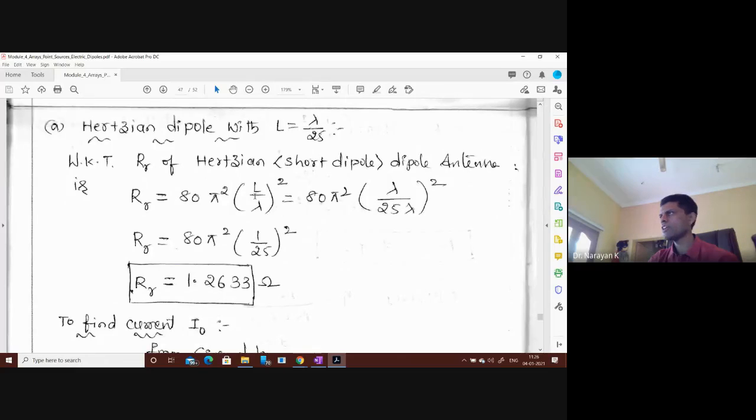So again use this formula 80 pi square L by lambda whole square, where L is nothing but lambda by 25. So substitute here L by lambda as 1 by 25. So lambda will get cancelled. So you will get 80 pi square 1 by 25 square. That is radiation resistance is 1.2633 ohms.